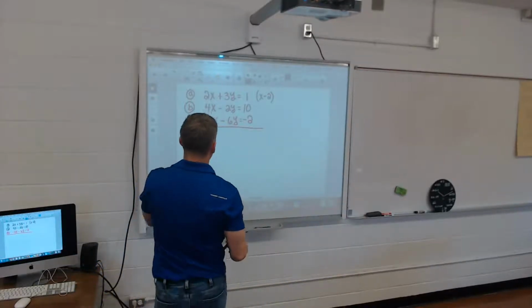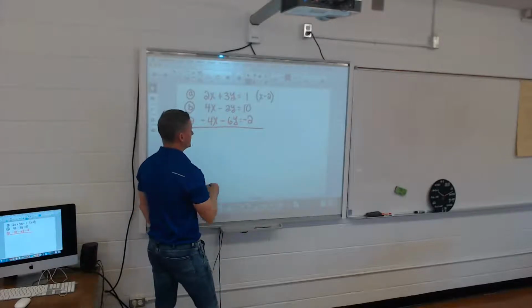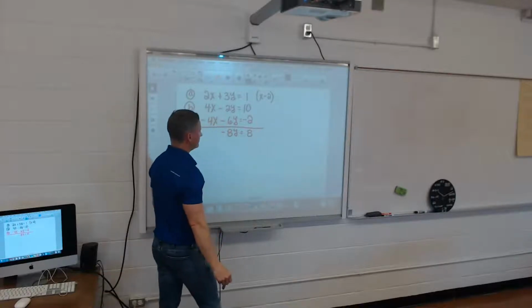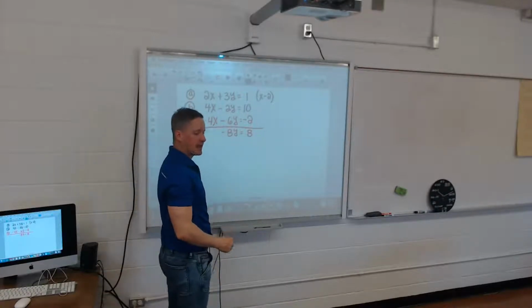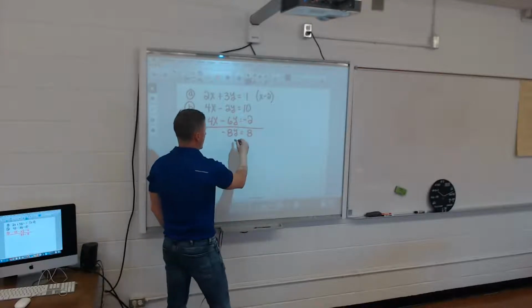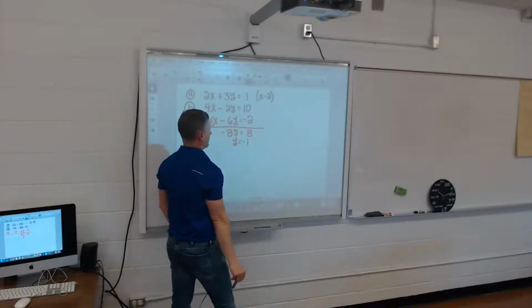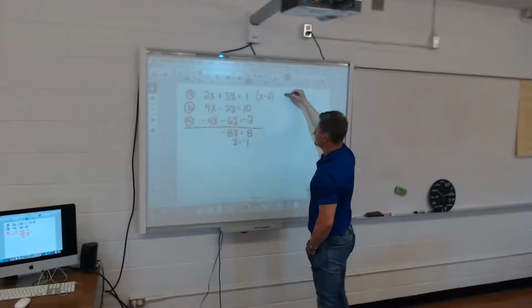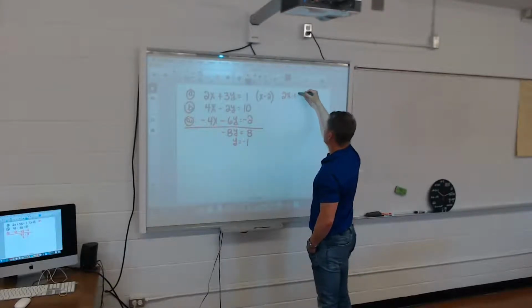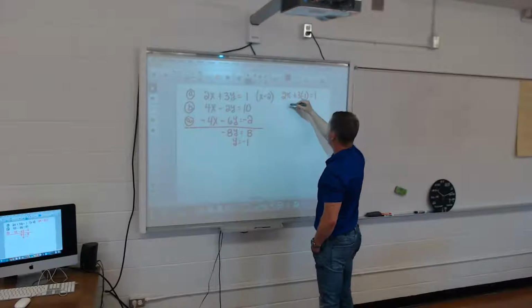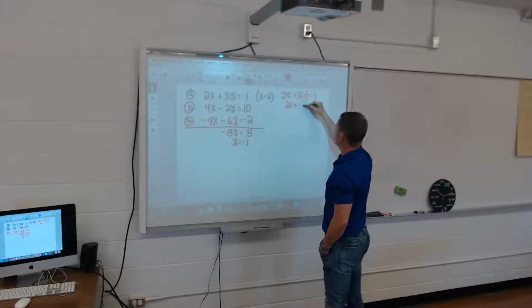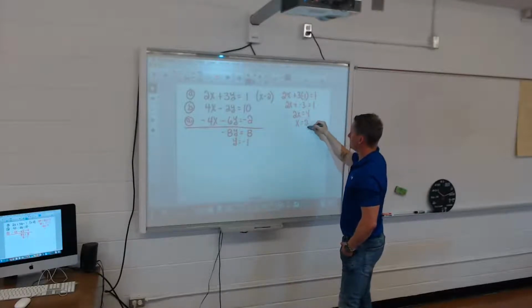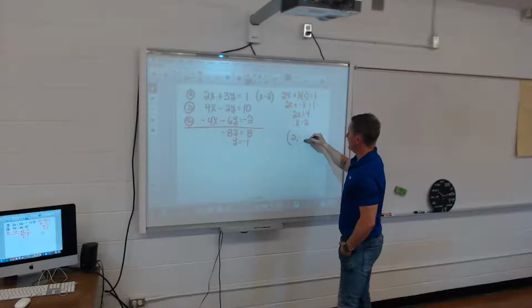Okay. So now 4x and -4x is 0. This gives me -8y equals 8. So -2y minus 6y is -8y. 10 subtract 2 is 8. y is equal to -1. Use one of the two equations to solve for x. 2x plus 3 times -1 equals 1. 2x plus a -3 equals 1. 2x is equal to 4. x is equal to 2. My coordinate is 2 and -1.